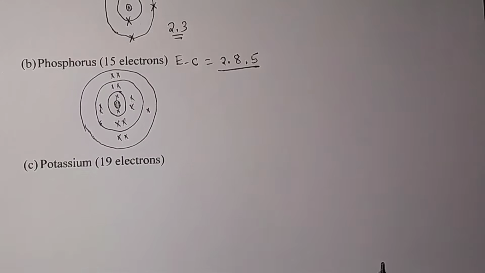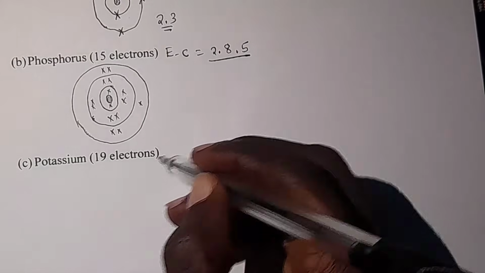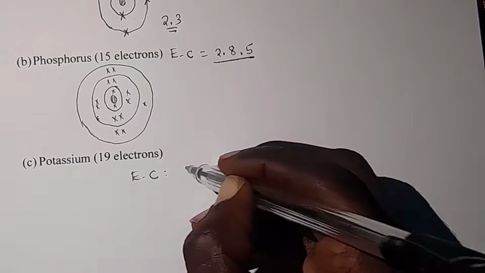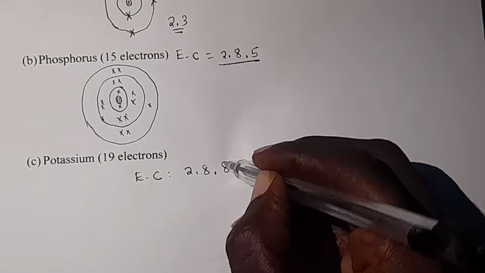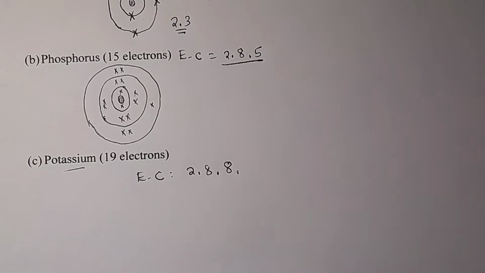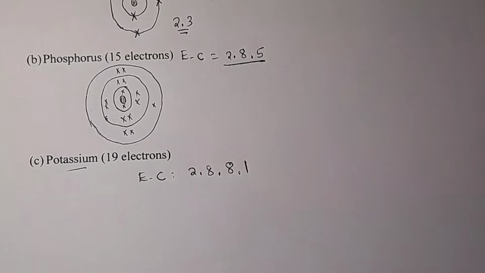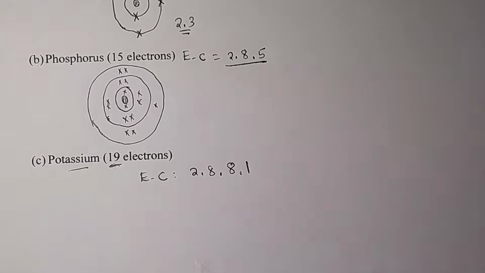Okay, let's go for the last one. I'm having potassium. Potassium is number 19. To write the electronic configuration, I have 2 for the first energy level, 8 for the next energy level, again 8 for the third energy level, because potassium is one of the first 20 elements. Then 1 for the last energy level, the fourth energy level. If you add all this, you are going to get 19.